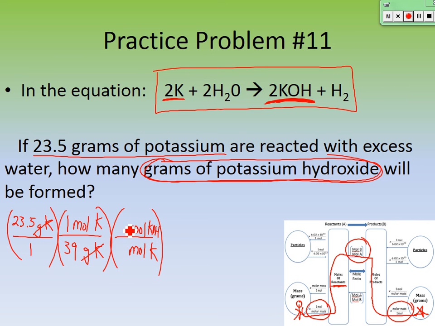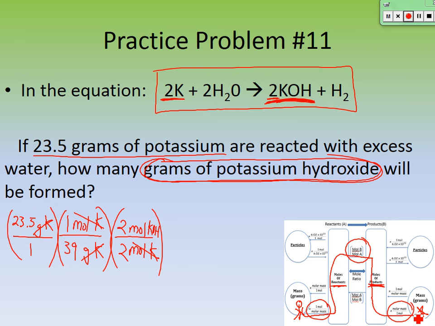Now, where do I get these numbers from, guys? The coefficients from the balanced chemical equation. How many moles of potassium did we start with? 2. How many moles of potassium hydroxide do we make? 2. So if you want to reduce that, could you right now? You could. You could say this is a 1 and this is a 1. I'm just going to leave it though. Now my moles of potassium is gone, and I'm at moles of potassium hydroxide. So now I'm at moles of product. Am I done? Nope, I've got one more step.